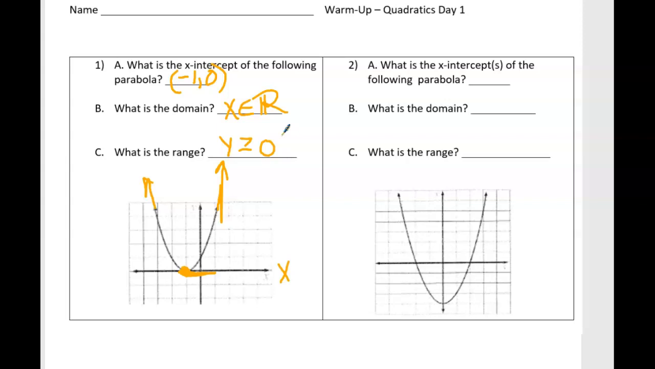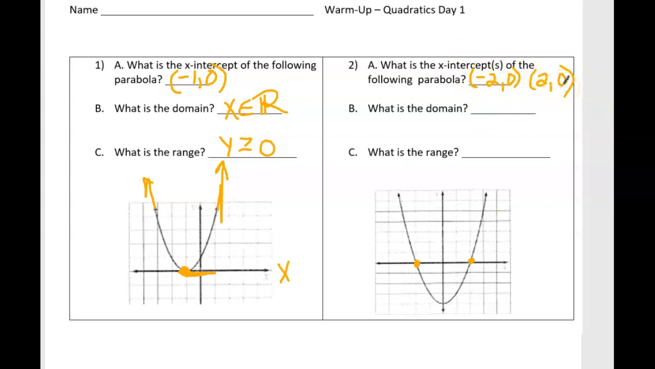Now if we look at the second example we have in the warm-up, the x-intercepts, if we notice here, we've got one here and we've got one here. So we've got two of them. So the x-intercepts would be at -2, 0 and +2, 0.